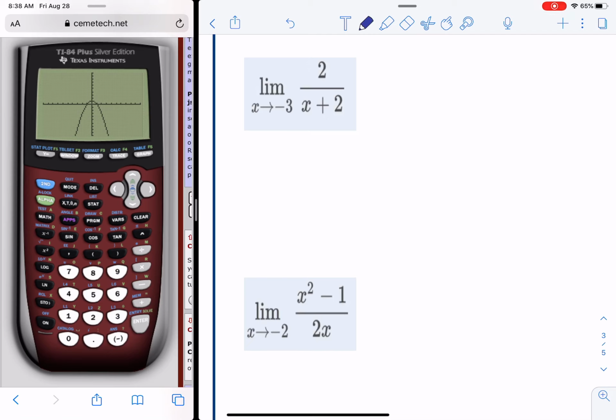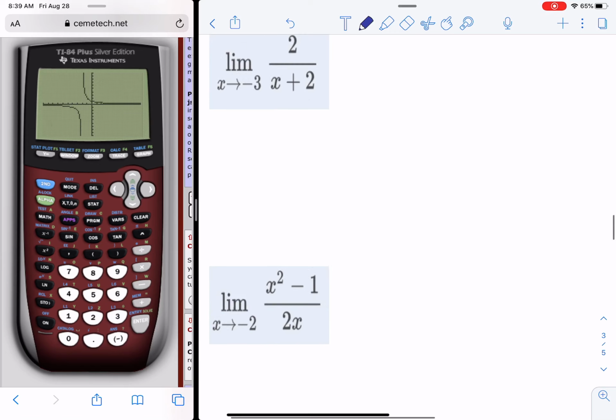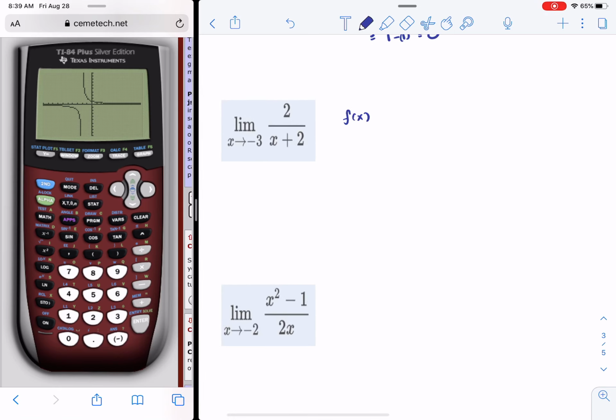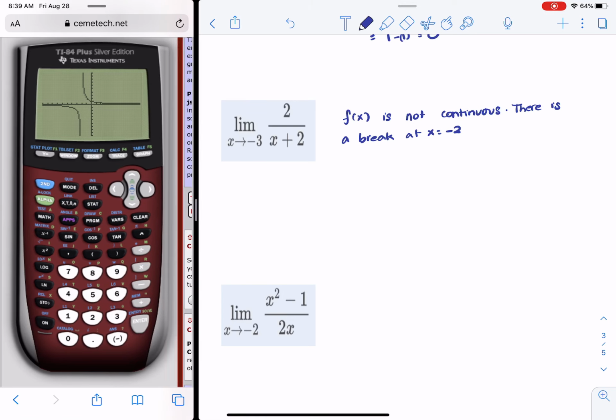Here is another function, and the first thing that we would do is to see if it is a continuous function. 2 divided by x plus 2. Looking at the graph, f of x is not continuous. There is a break at x is equal to -2, which we can see up there.